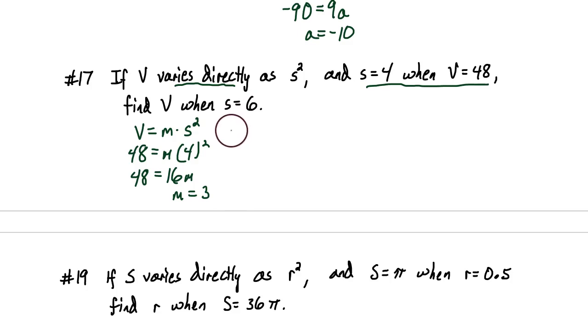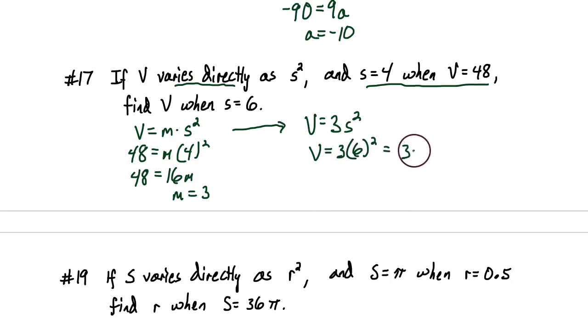Now that we know what the value of m is, we're going to rewrite our original equation. It's just this time we actually know a number to put in for m. So our equation is v equals 3 times s squared. Now we can find v when s is 6. So substitute 6 in place of s. 6 squared is 36, and 3 times 36 makes 108.